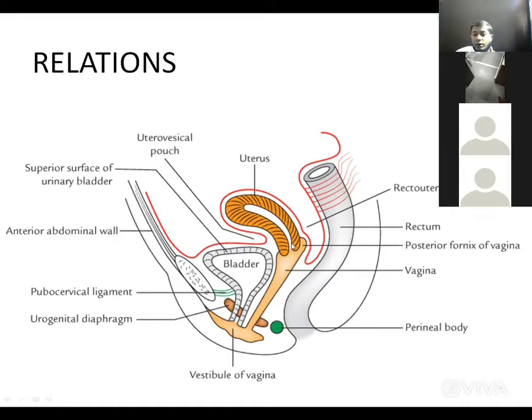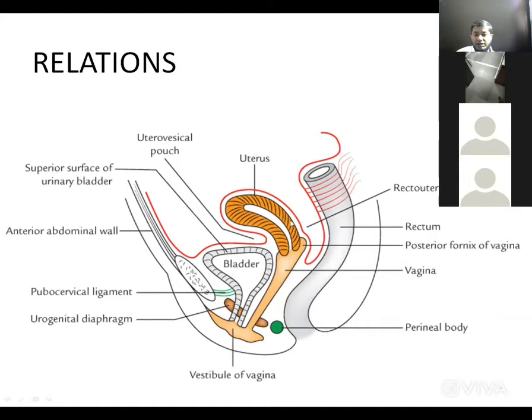Now coming to the anterior relations of the cervix. It has two parts, the supravaginal part and the vaginal part. The supravaginal part is related with the base of the bladder, whereas the vaginal part of the cervix is related with the anterior fornix, this fold where I am moving the cursor. The vaginal part is related with the anterior fornix of the vagina.